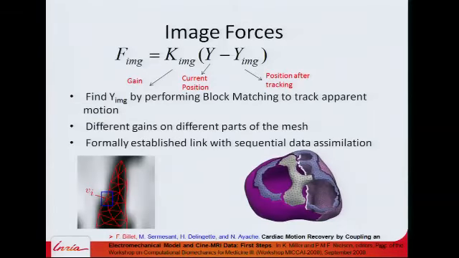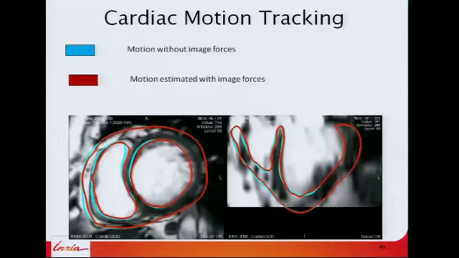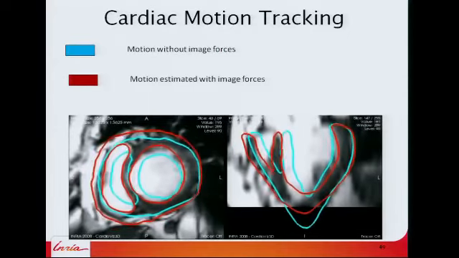So the image forces, there's nothing magic here. We try to estimate the position after tracking. We use block matching here. We could have used a different approach, optical flow or others. But here we just try to estimate the closest position for each vertex in the mesh. We try to find its closest position in the boundary of the image. And then we use this as image forces.